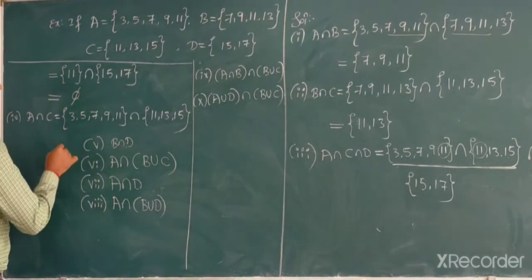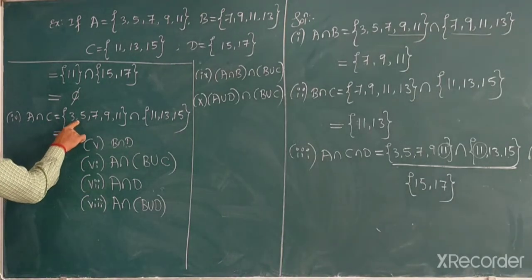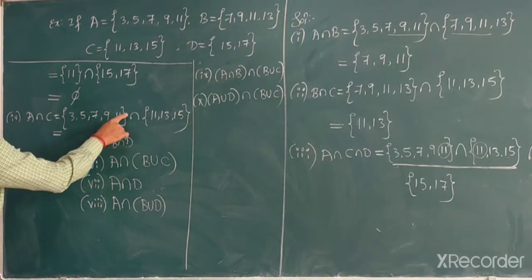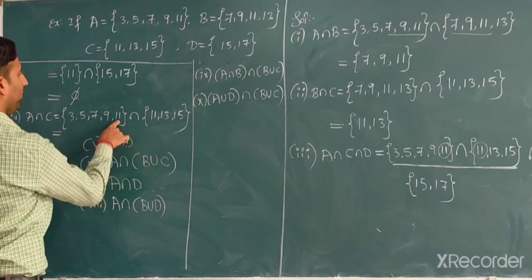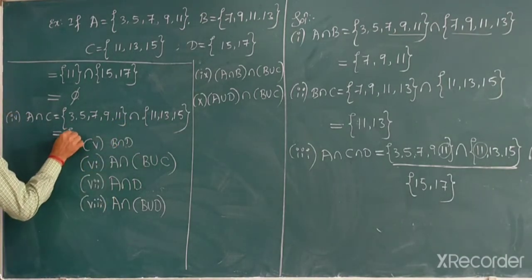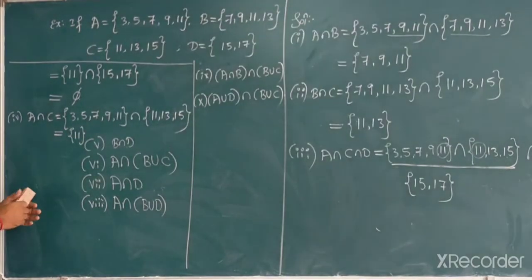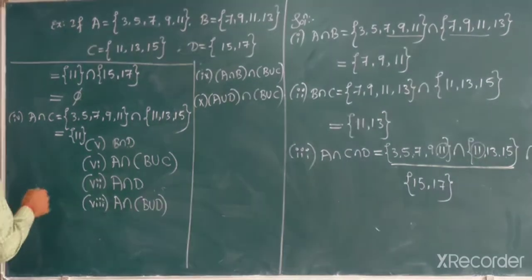Then, what is the value? What are the common elements? 3, 5, 7, 9, 11. 11, 13, 15. 11 is the only member which is common to both. Therefore, singleton 11 is the answer. Correct? The fourth one is singleton 11.